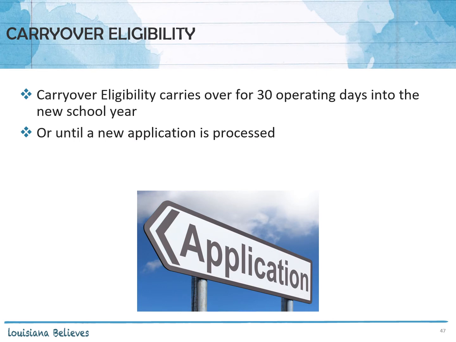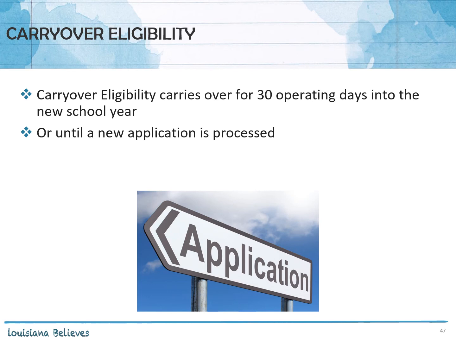For purposes of the CMPs, carryover refers to a child's eligibility from the previous school year being carried over into the current or new school year. According to 7 CFR 245.6, an individual student's eligibility from the previous school year, which is defined as prior to July 1st, carries over for up to 30 operating days into the new school year or until a new eligibility determination is made, whichever comes first. The 30 operating days begins on the first operating day of school.